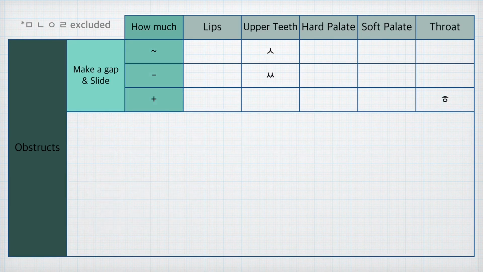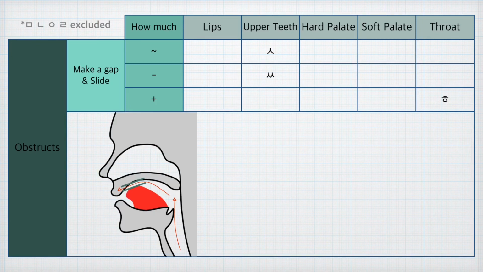Now let's move on to making a gap and letting the air slide through. So, s and ss are made in the upper teeth. That would mean our tongue will be close to our upper teeth, but not touching them. Since they don't touch, pronunciations are somewhat obscure. The pronunciation differs a bit depending on what vowels they combine with.